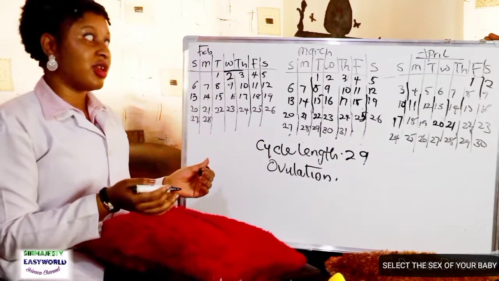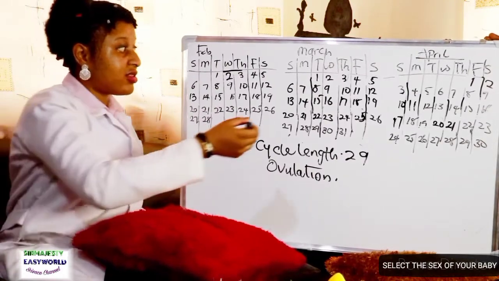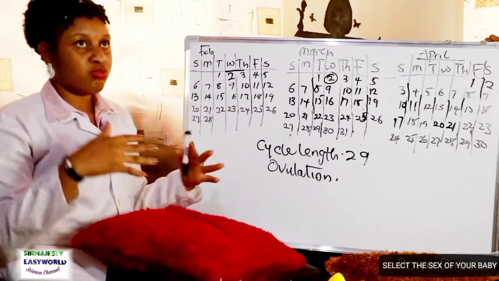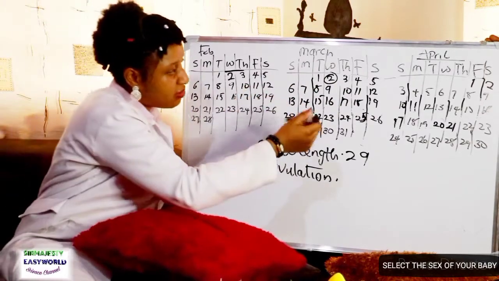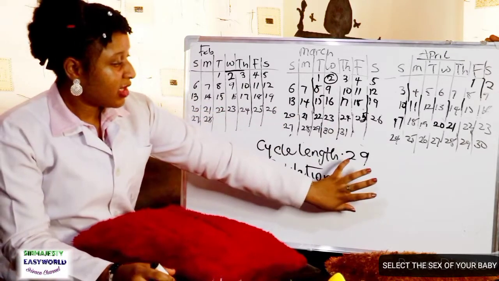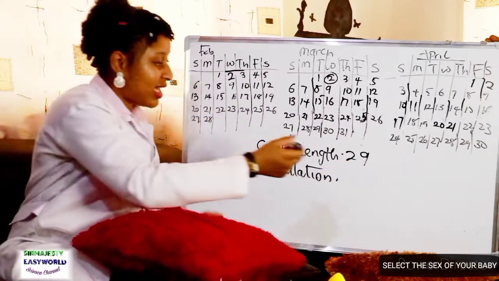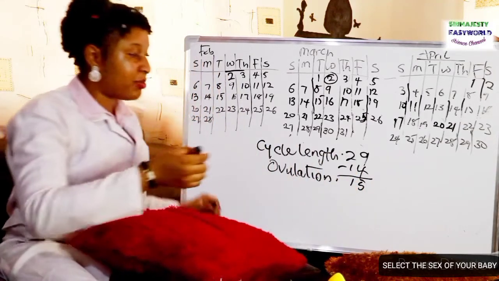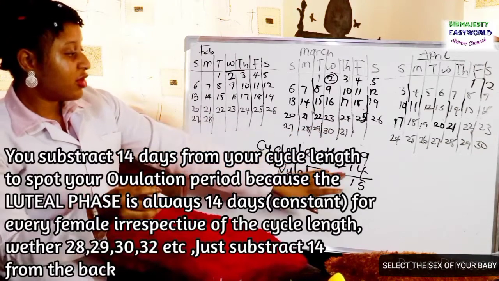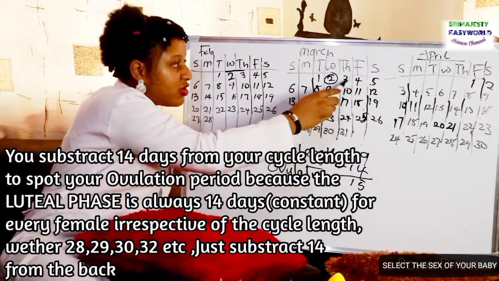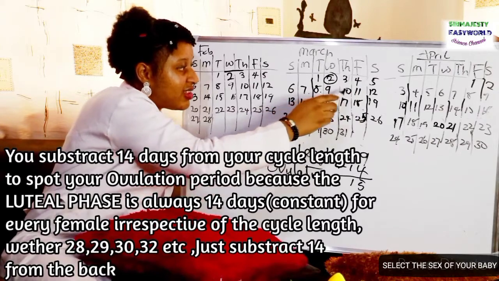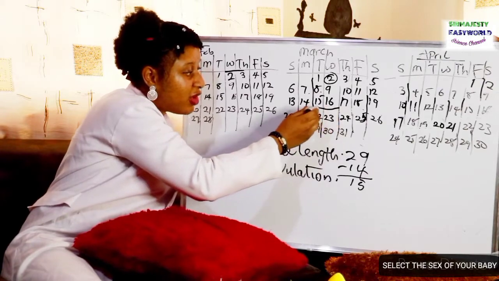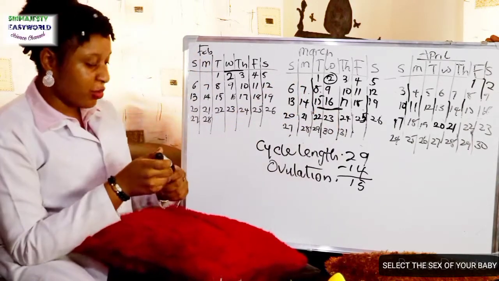Okay, this month I've already seen my period, and it was on the 2nd of February. So let's know how we are going to do it. Now, this means that the day I'm going to ovulate is going to be 29 minus 14, which is on day 15 of my cycle. So I'm going to count 15 days: 1, 2, 3, 4, 5, 6, 7, 8, 9, 10, 11, 12, 13, 14, 15. So I'm going to ovulate on the 16th of the month.